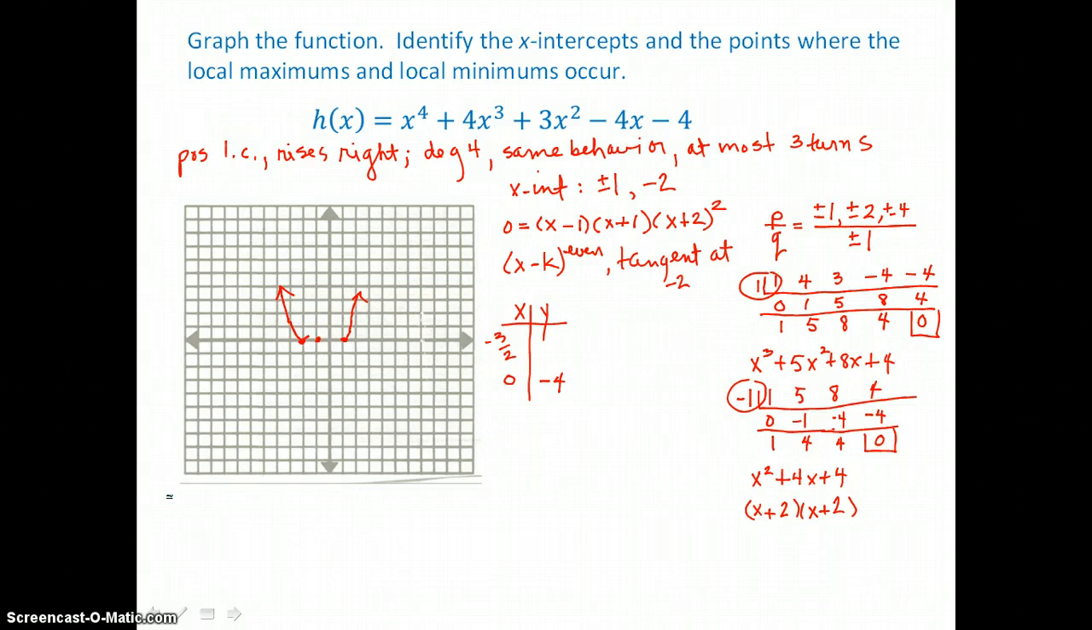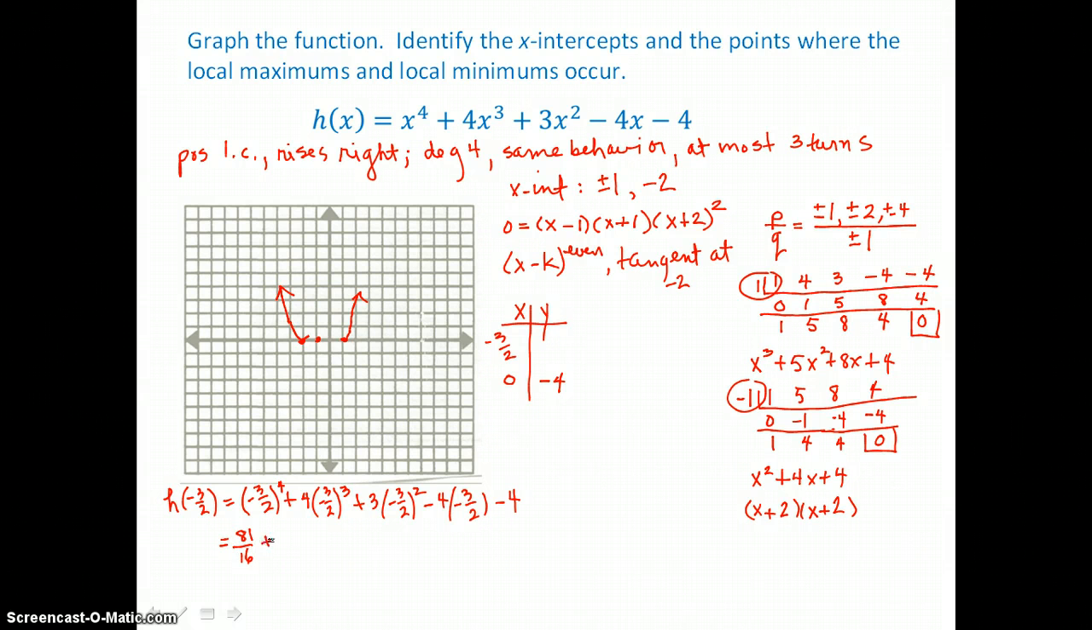Okay, and now I need to find h of -3/2, so I'll substitute -3/2 in for x. So I have -3/2 raised to the 4th power. I have 4 times -3/2 cubed, and 3 times -3/2 squared, and -4 times -3/2 minus 4. So simplifying, beginning to simplify here, -3/2 to the 4th power is going to be +81/16.